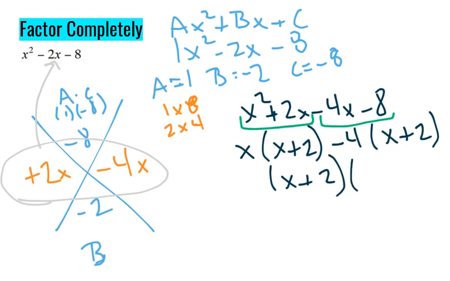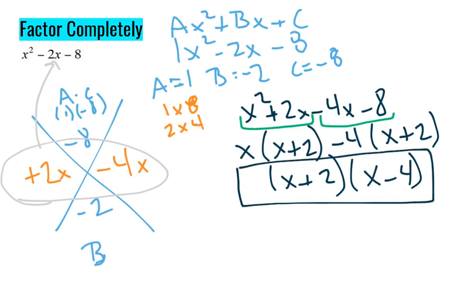And what am I left with? X minus 4, right? Now I have my two factors that I am technically multiplying by, or my two terms. So these are my two numbers that I'm multiplying by to get my original quadratic. So there are my factors.